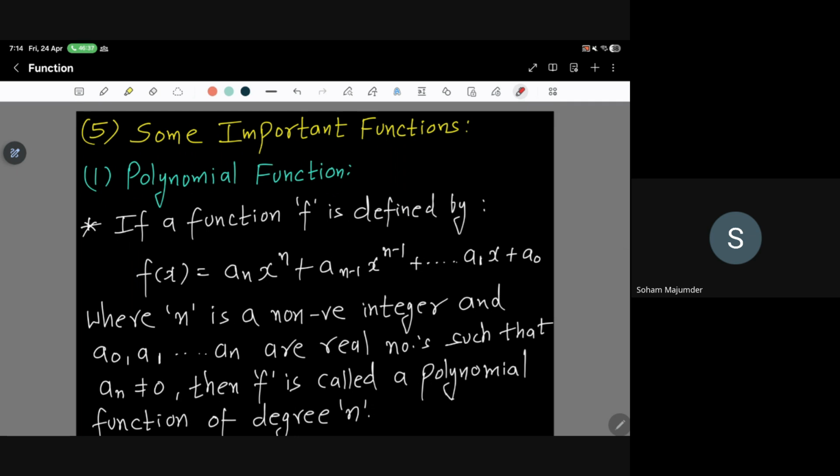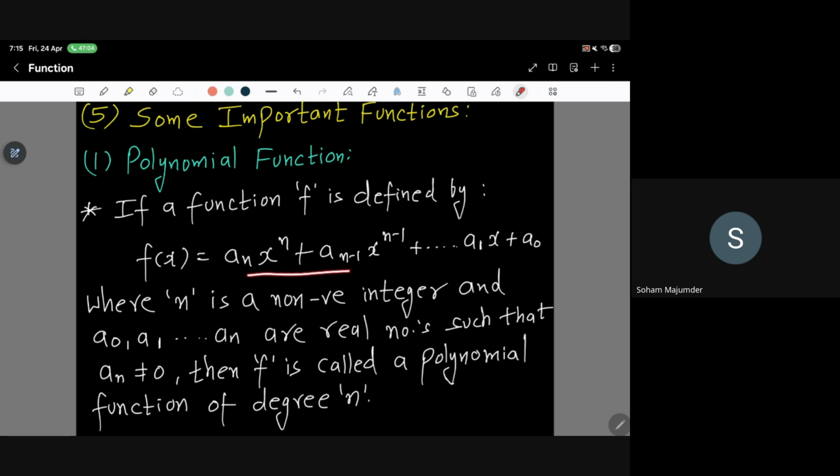The polynomial function is of this form: an x to the power n, plus an minus 1 x to the power n minus 1, and like this. Your cubic function, your quadratic, your 4-degree function, they are all polynomials, but the condition is that the power of the variable must be a whole number. First thing.